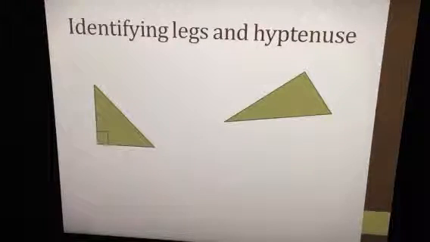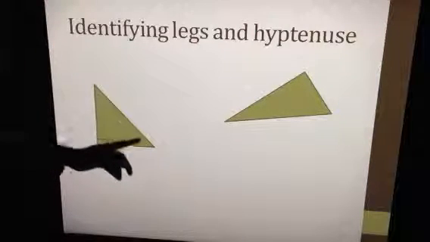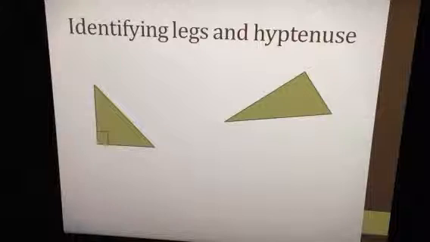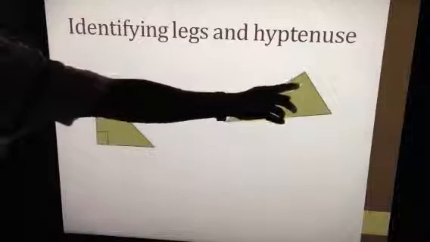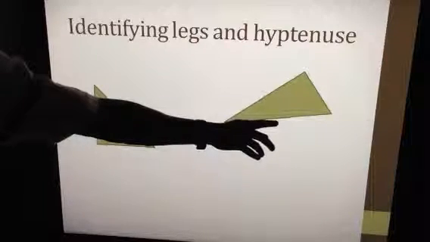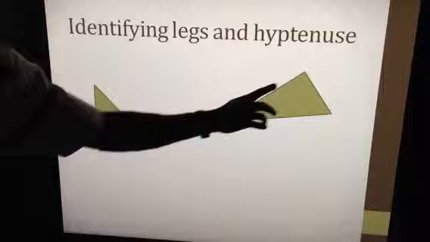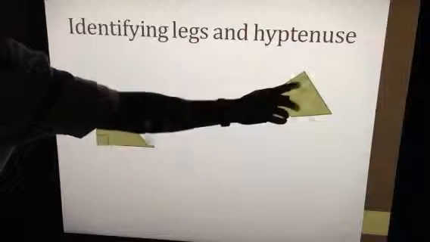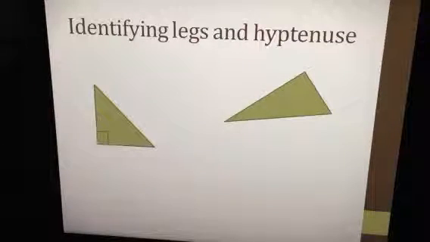Here, you see identifying the legs and the hypotenuse. Right here will be your hypotenuse, opposite the right angle, the longest side. In this case, the right angle is a little bit harder to identify, but still the hypotenuse is opposite, and the two shorter sides that form this right angle are your legs.